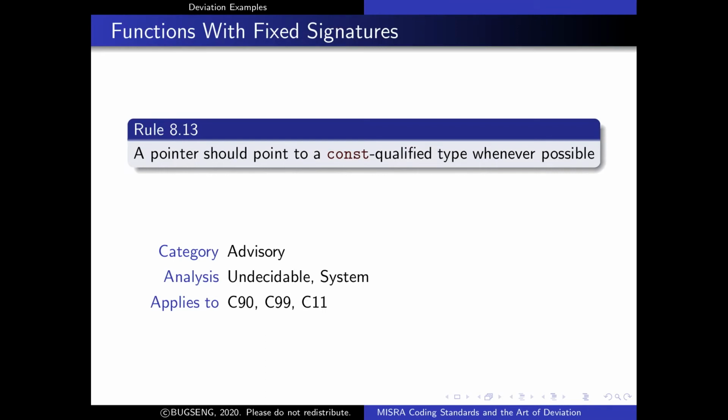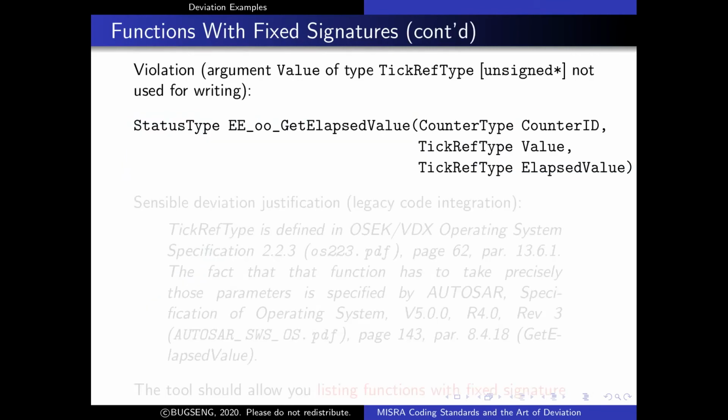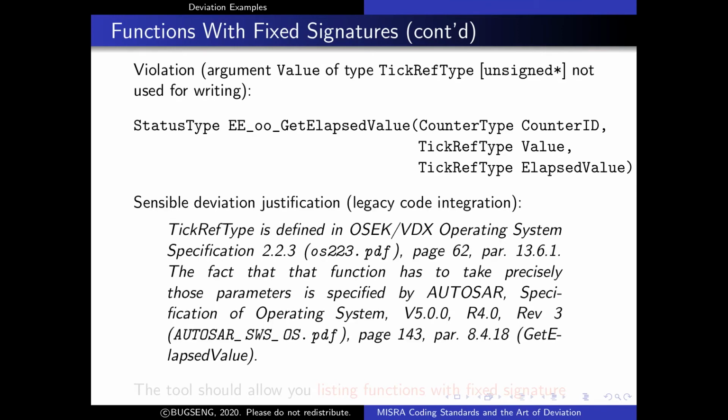Another example, functions with fixed signatures. The rule is 8.13: a pointer should point to a const qualified type whenever possible, advisory, but can be recategorized as required. It frequently is, because there are usually little reasons to pass something you need not change with a non-const pointer. Here we have a violation because in this function there is an argument called value, which is of type tickref type, which corresponds to unsigned pointer. So you see, the non-const unsigned pointer is never used for writing.